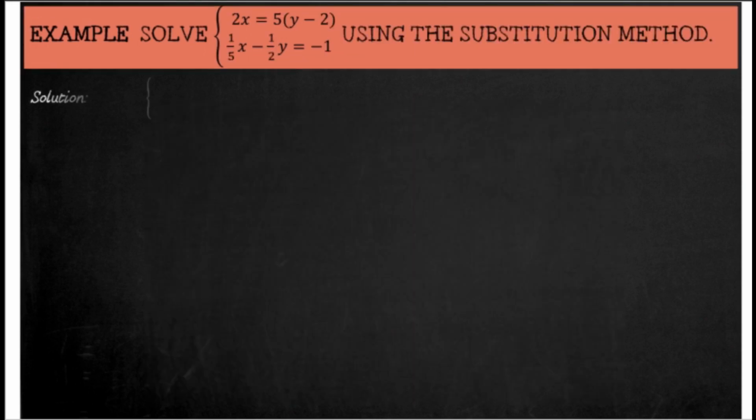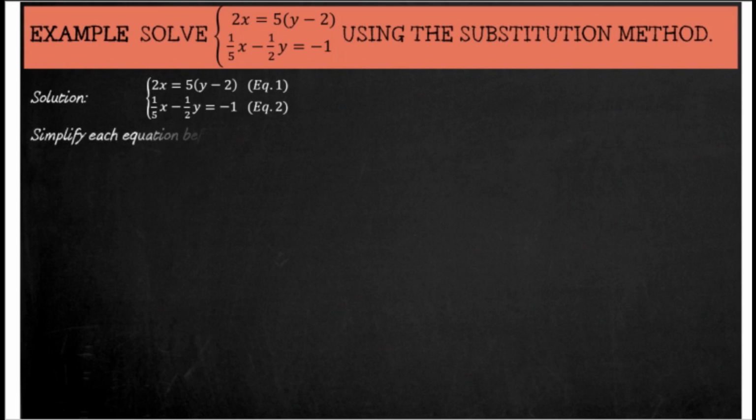Let's have another example. Solve the system 2x equals 5 times the quantity y minus 2, and 1 over 5 x minus 1 half y equals negative 1 using the substitution method. Our equation 1 will be 2x equals 5 times the quantity y minus 2, and our equation 2 will be 1 over 5 x minus 1 over 2 y equals negative 1.